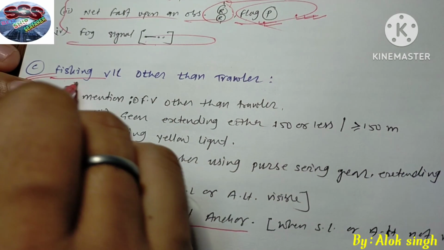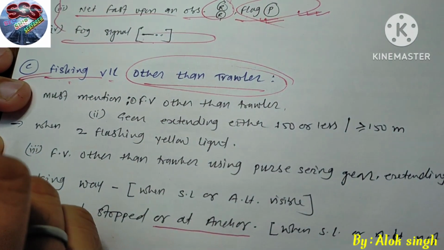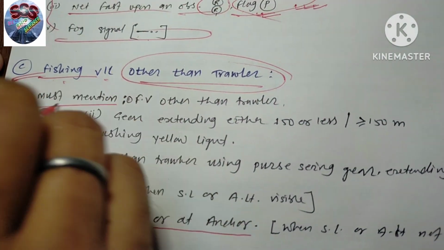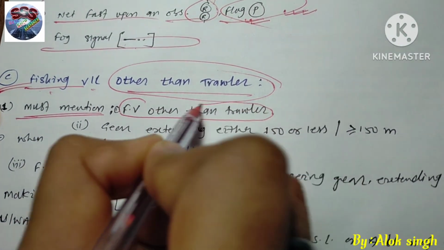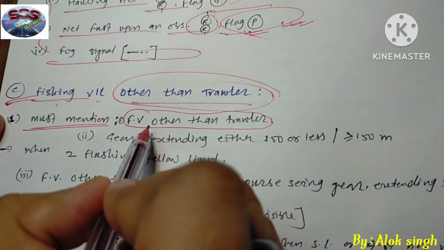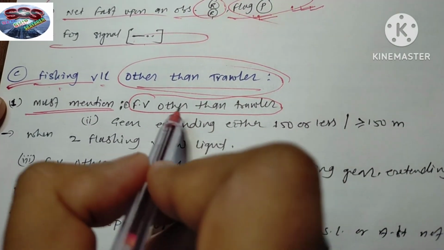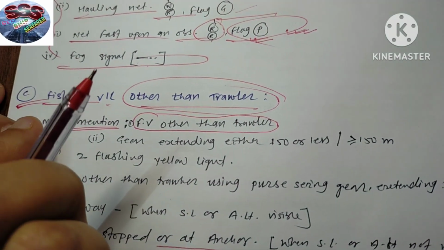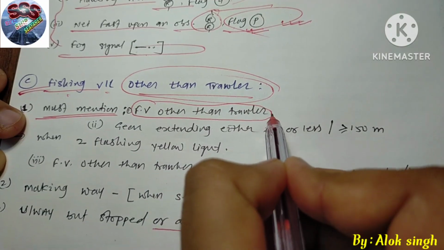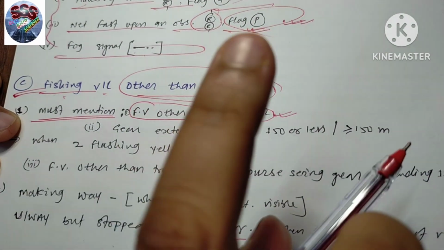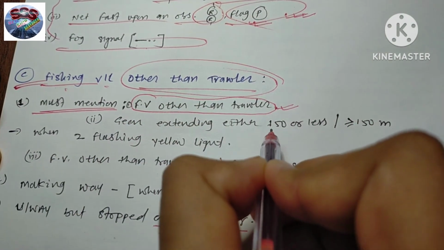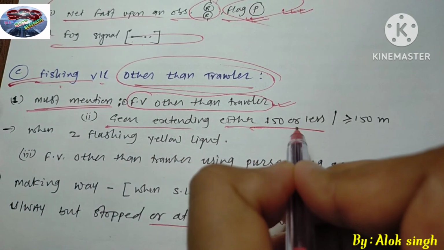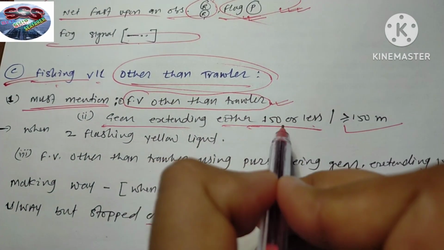And the second condition for fishing is a fishing vessel other than trawler. In this condition, we must mention fishing vessel other than trawler, not like fishing vessel fishing with net or something like that. Only two conditions: either it is a trawler or a fishing vessel other than trawler. So whenever it is a fishing vessel other than trawler, we don't have to mention the vessel's length. We just have to mention the gear extending, either 150 meters or less, or more than 150 meters.